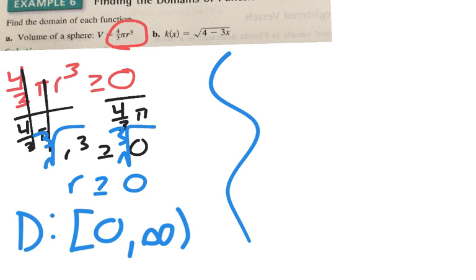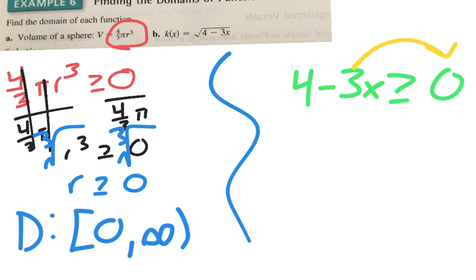B part. I've got a radical, a square root. So what's underneath it cannot be negative. What's underneath it must be bigger than or equal to 0. So I'm going to say what's underneath that radical must be bigger than or equal to 0, because that's what it has to be. I solve. So I'm going to move the 3x over. That's going to give me 4 must be greater than or equal to 3x. Divide by 3. That tells me x is less than or equal to 4/3.